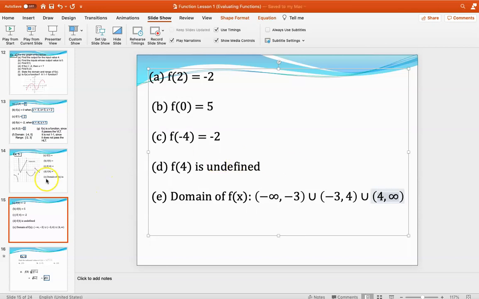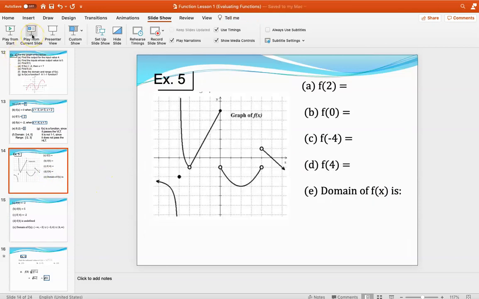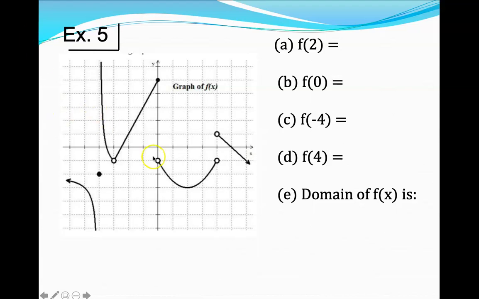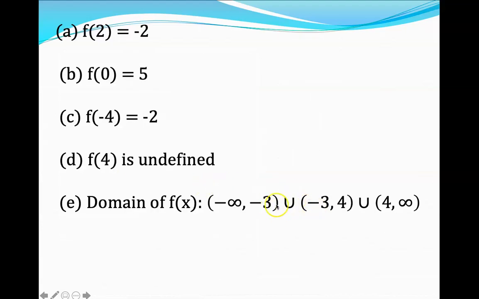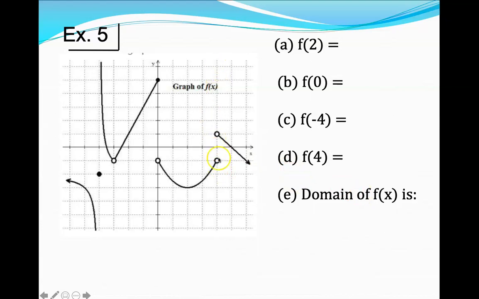All right, let's try this one more time. So I go to negative infinity. I'm good until I hit negative 3, so I put the negative 3 in parentheses. I don't include it. I skip it. And then 4 is bad, because there's no dot here.